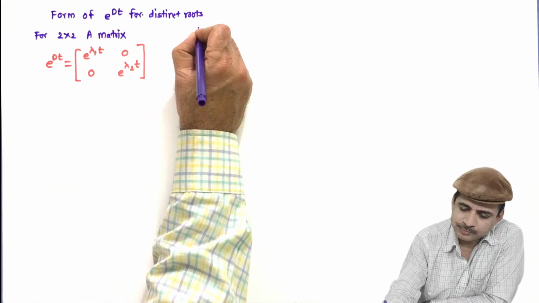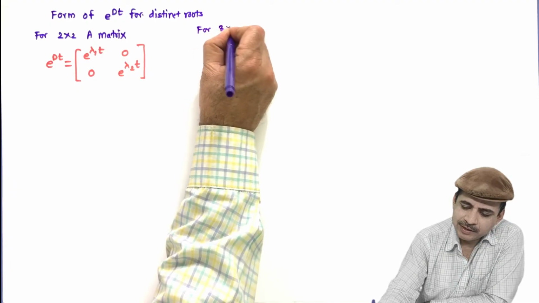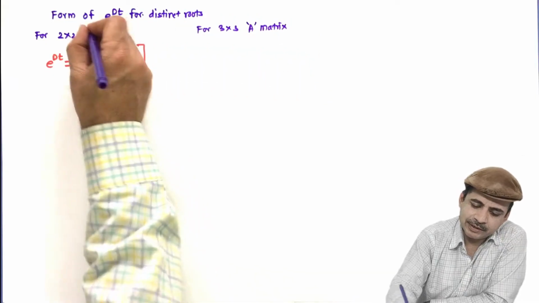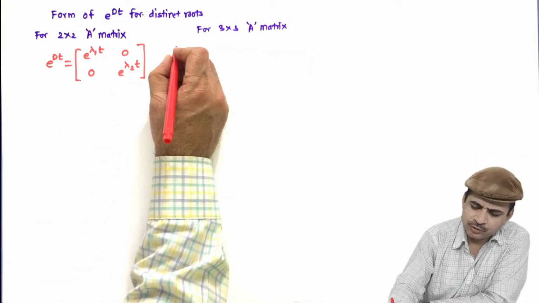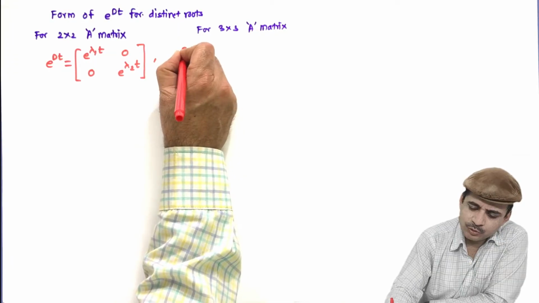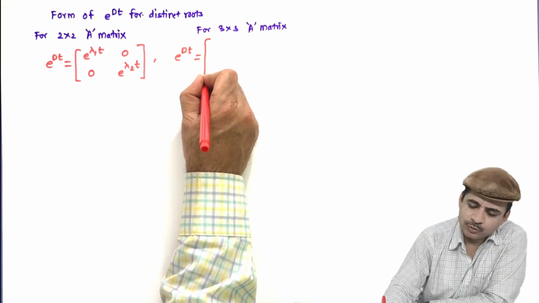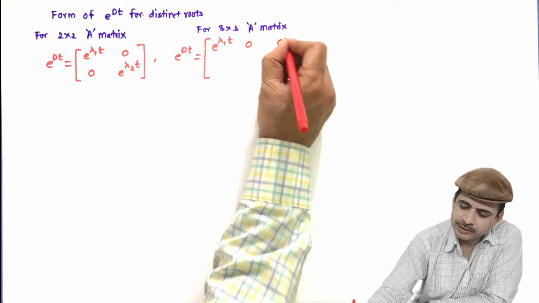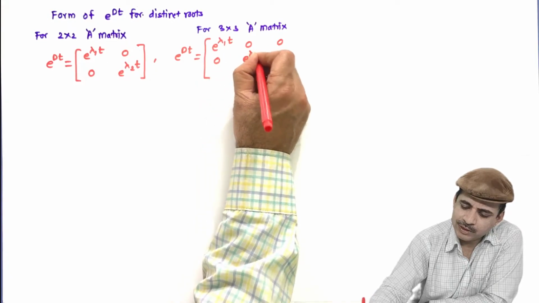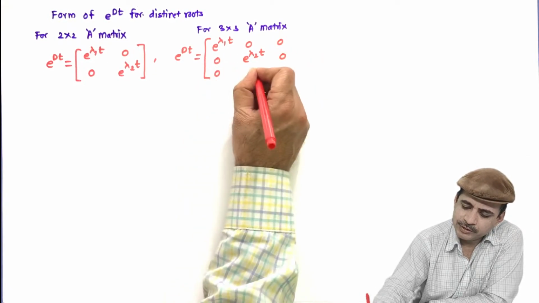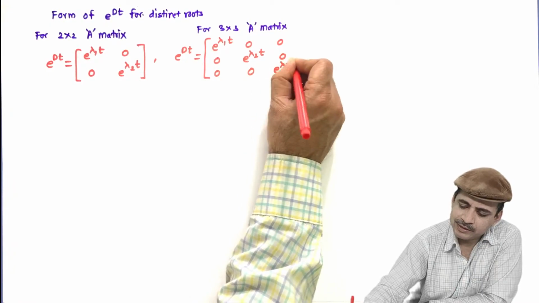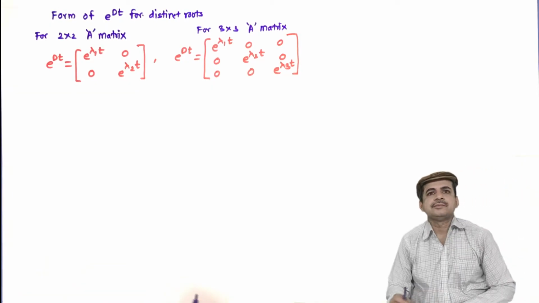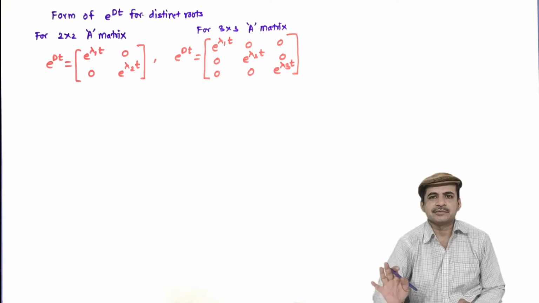Similarly, for a 3 by 3 A matrix, so A matrix is now 3 by 3 and it has distinct roots, then e raised to dt will be equal to, very simple, e raised to lambda 1t 0 0, 0 e raised to lambda 2t 0, 0 0 e raised to lambda 3t. So determine the lambdas and put them here.